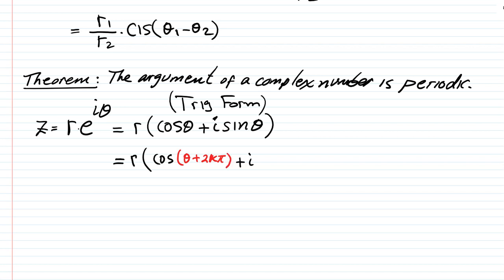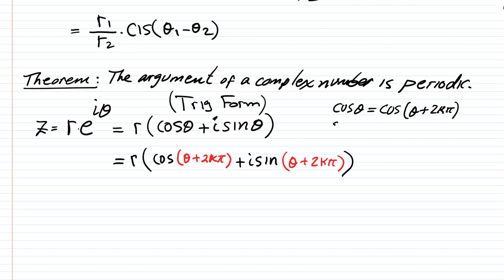And likewise, sine changes from theta to theta plus 2k pi. That's because, you know this, but let me just write it: cosine theta is the same as cosine of theta plus 2k pi. That was the definition of a periodic function, if it can be written in this form. So sine, cosine, all three functions are periodic.